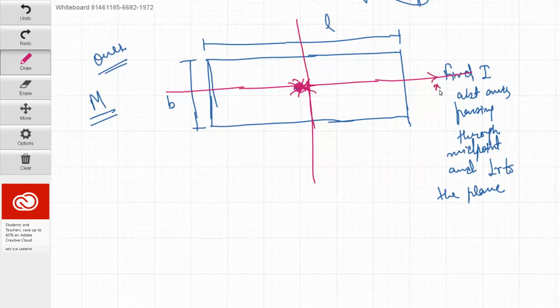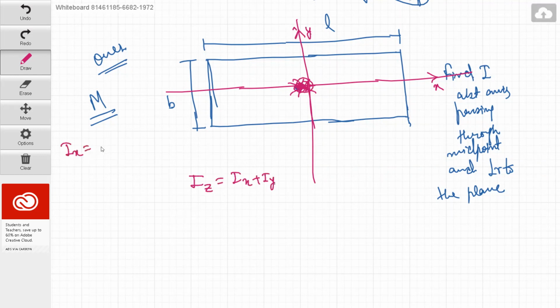So suppose this is the x-axis and this is the y-axis, and this is the axis about which we have to calculate the moment of inertia. That is the z-axis. So the moment of inertia about the z-axis will be equal to Ix plus Iy. Is this all right? So what is Ix? Can you tell me? Ix will be equal to mb square by 12.